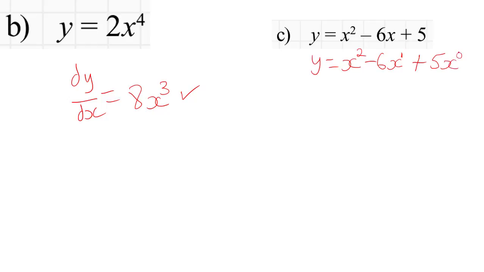But this is going to be x to the power of 0, because x to the power of 0 is 1, and 5 times 1 is just 5. So this one doesn't change the value. It just makes doing it easy.